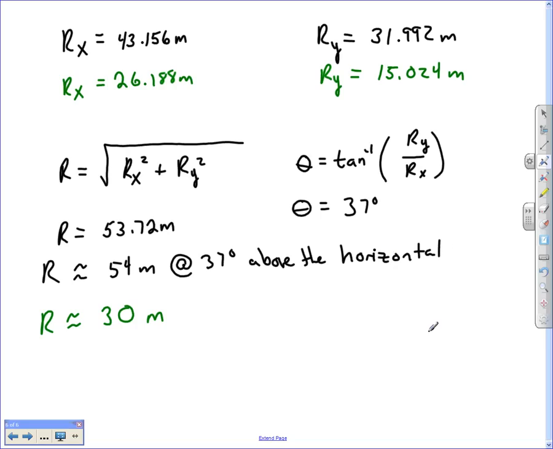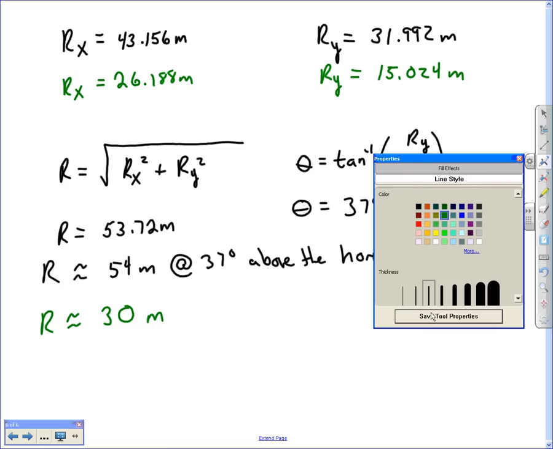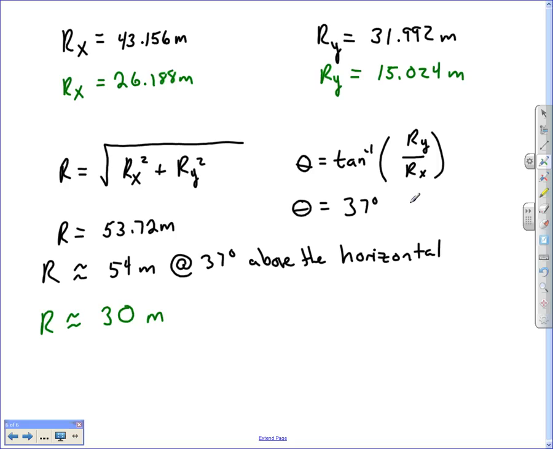Now, for the green alternative method, same thing, Ry and Rx. You're just using a different Ry and a different Rx, and you end up with an angle that is very much different. It's going to be 30 degrees, which is not as great an angle. And I'll show you why that makes sense here in just a minute. So our answer would have been 30 meters at 30 degrees above the horizontal.